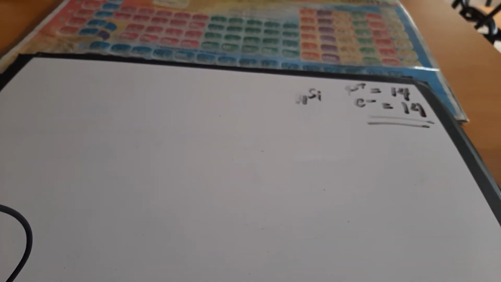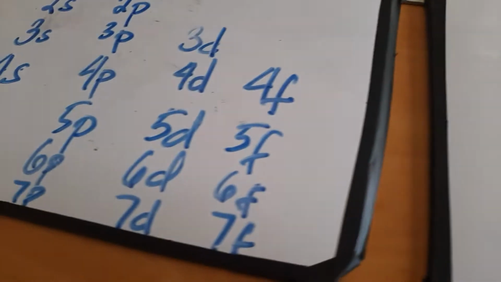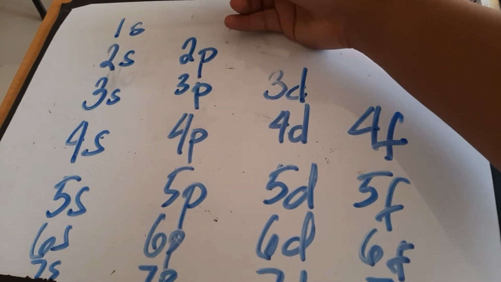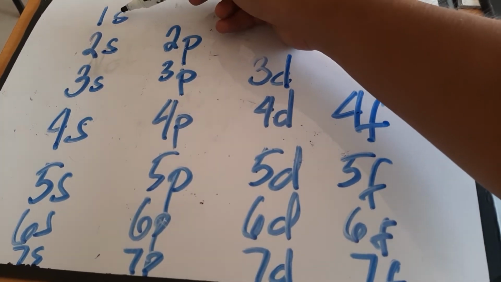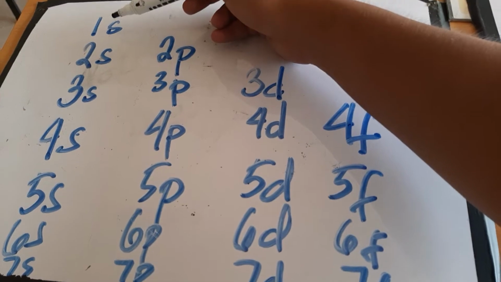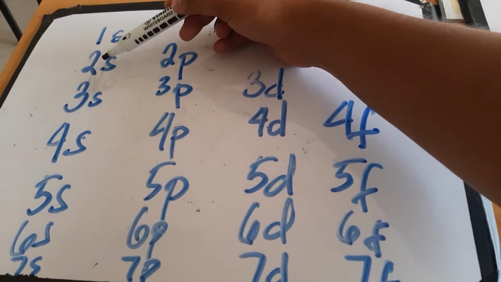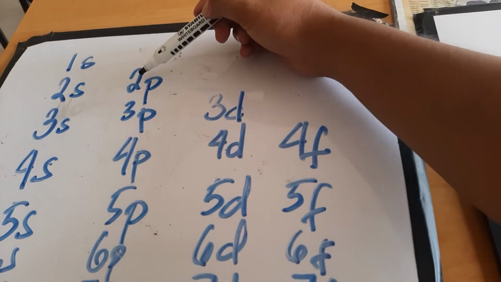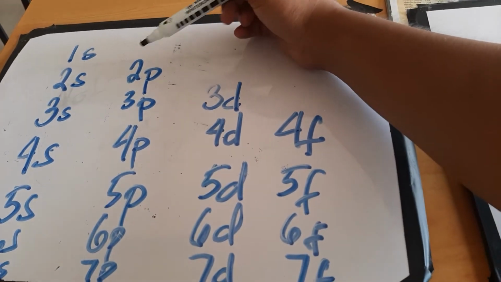Therefore, I need to distribute these 14 electrons into their respective energy levels and shells. Looking back on my mnemonics, the Aufbau principle, I need to fill out first the first energy level and the first subshell, followed by the second energy level and the S subshell, second energy level and the P subshell, and so on and so forth.